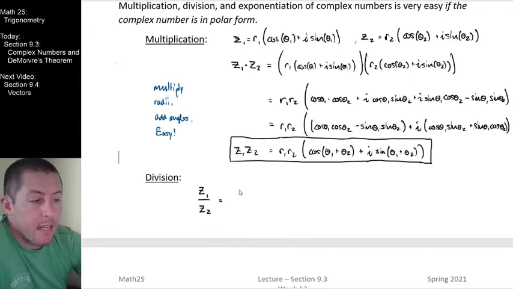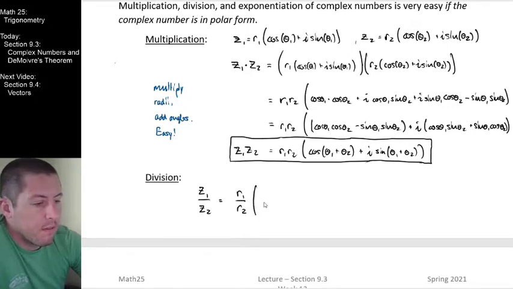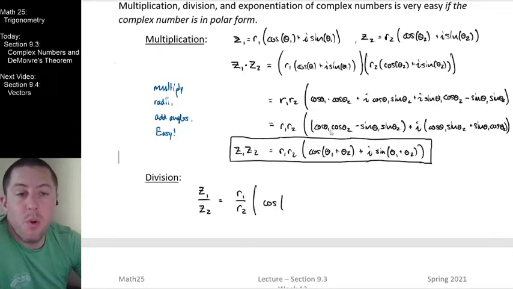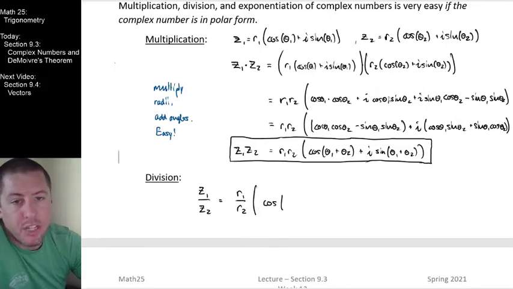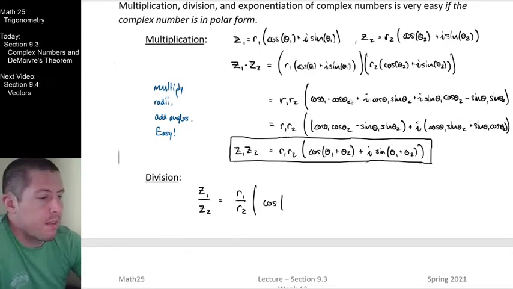Well, hopefully you're not terribly surprised to find that we're going to do the division of their radii. What's going to happen with their angles? Well, if you wanted to repeat some math like this, the math will be a little bit harder since we're dealing with a fraction instead of a product, but you could do the identity verification there, that we're just going to get the subtraction of the two angles in here.